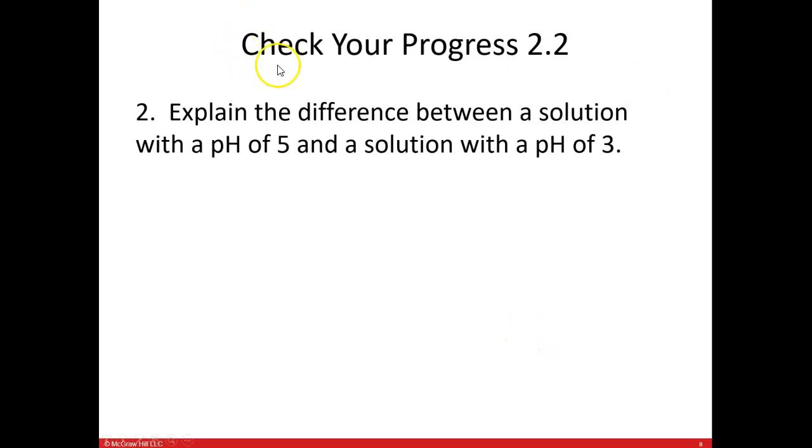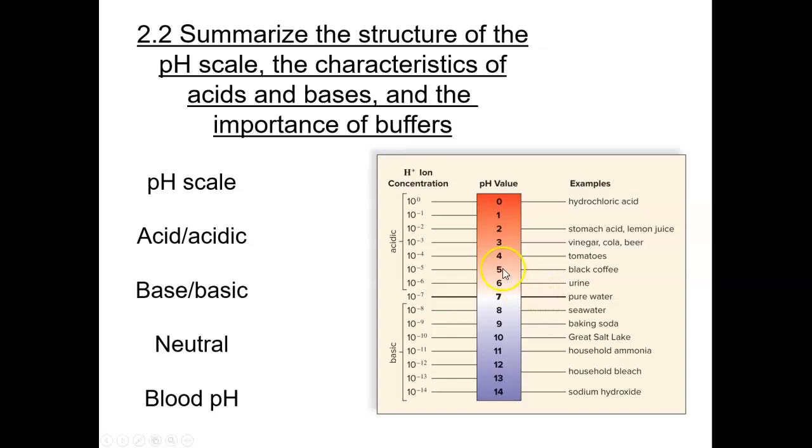If you're looking at your textbook, there are sections called Check Your Progress, and there are questions, and here's the question right here. Explain the difference between a solution with a pH of 5 and a pH of 3. If we go back and look at this, a pH of 3 is more acidic than a pH of 5. A pH of 5 is more basic. But there's also something I didn't tell you. Every unit on the pH scale, so from 5 to 4, is 10 times more acidic. From 7 to 8 is 10 times more basic.